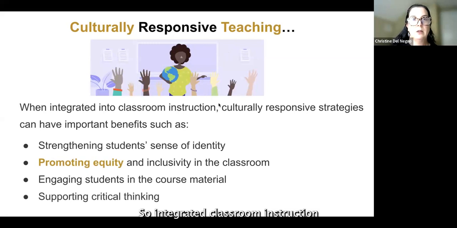So integrated classroom instruction would provide some of these benefits.